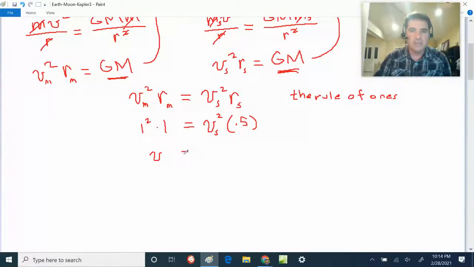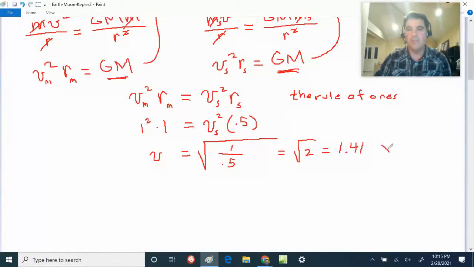v is equal to the square root of 1 divided by 0.5. And if I do that, I get the square root of 2, which equals 1.41. And this is 1.41 times the velocity of the moon. Right? That's the idea. That's kind of how AP would ask you the question.